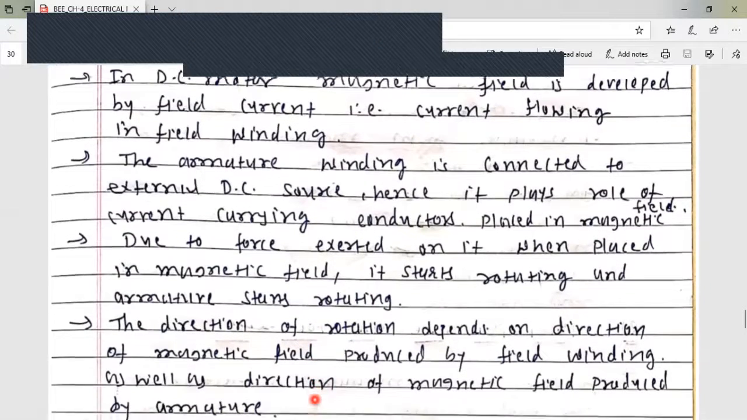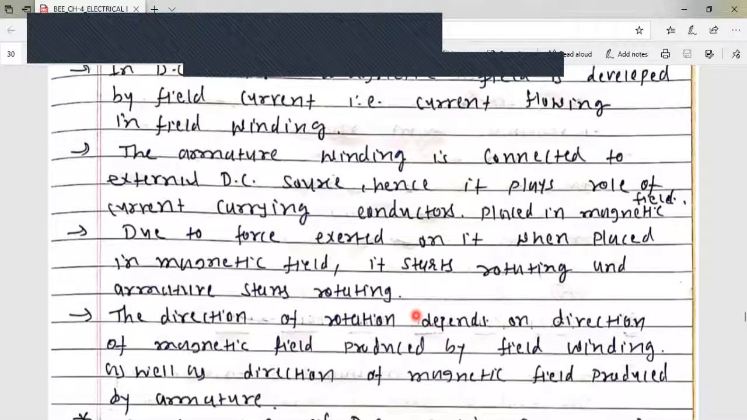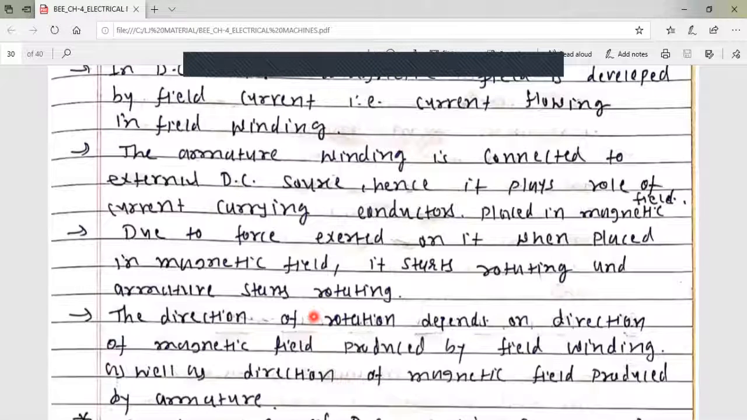The direction of rotation depends on the direction of the magnetic field produced by the field winding as well as the direction of the magnetic field produced by the armature. So here simply you have to keep in mind the two windings. One is field winding, which is steady, and another is armature winding, which rotates.